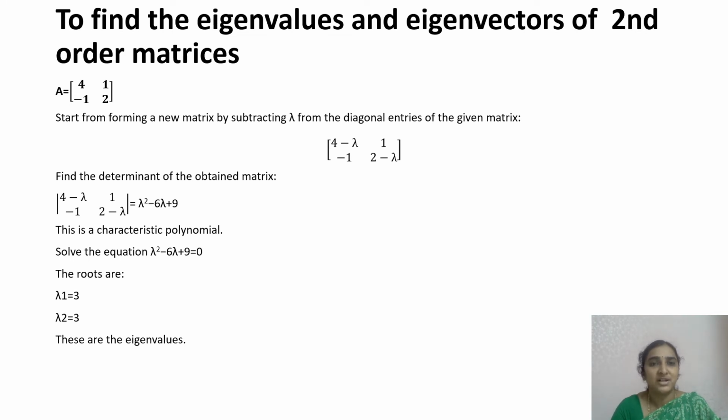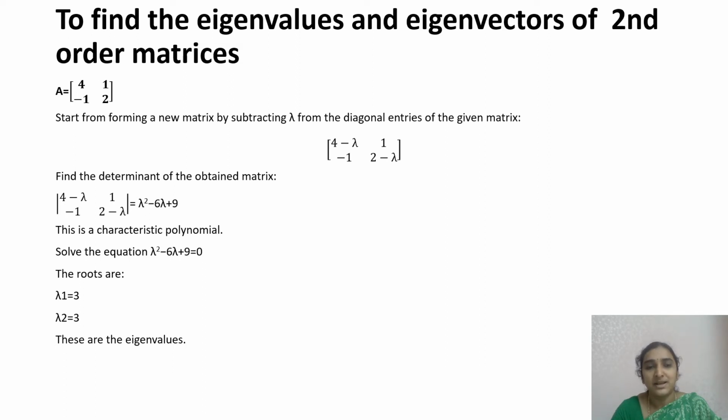Now, let us learn to find the eigenvalues and eigenvectors of second order matrices. Let me consider a matrix A with the elements 4, 1, minus 1 and 2, which is a second order matrix. Start by forming a new matrix by subtracting lambda from the diagonal entries of the given matrix. The resultant matrix would be 4 minus lambda, 1, minus 1, 2 minus lambda. Find the determinant of the obtained matrix. The value of the determinant is lambda square minus 6 lambda plus 9. This is our characteristic polynomial.